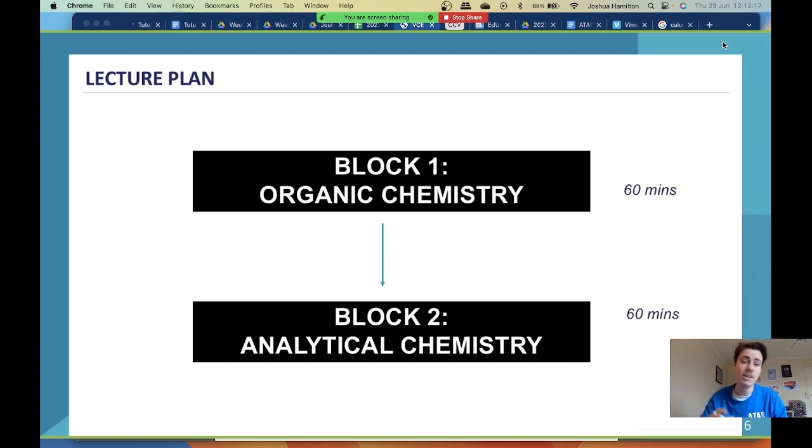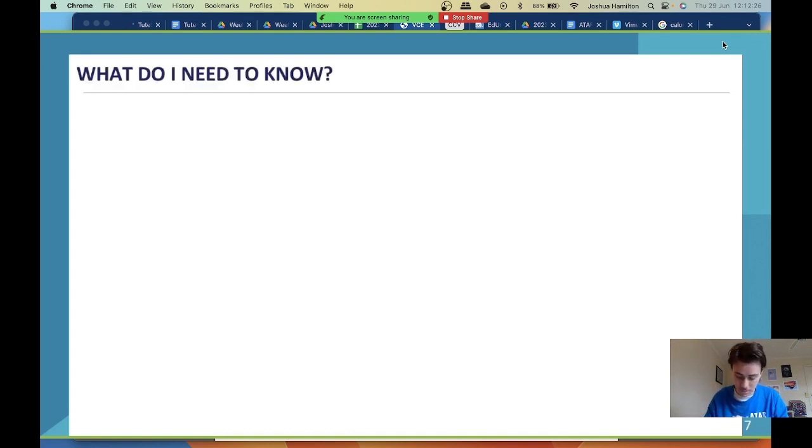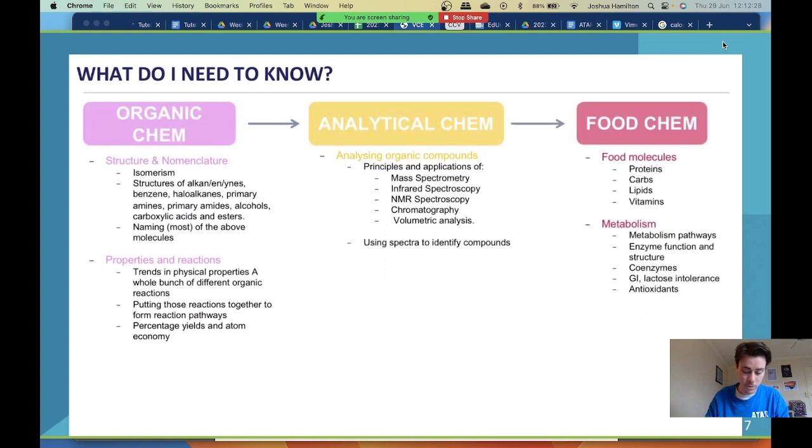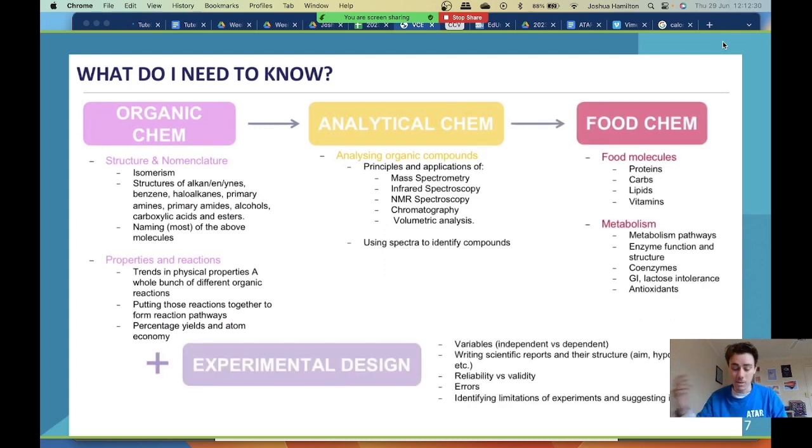So that's today. As you can see here, we've got block 1, organic chem, and block 2, analytical chem. Easy. So what do you need to know? Unit 4 looks like this. What's really important is that this is all area study 1, despite the fact we're going to break it up into 2 parts. It is all area study 1.